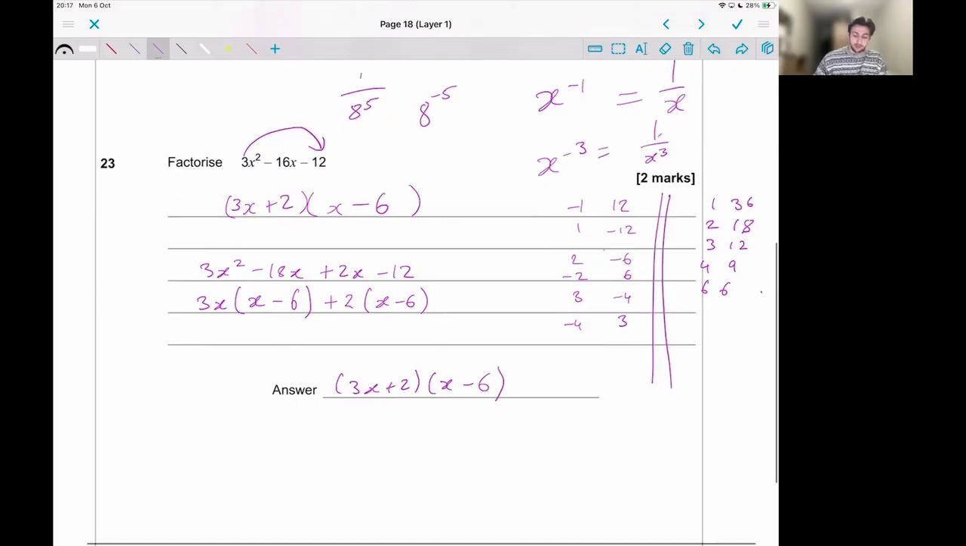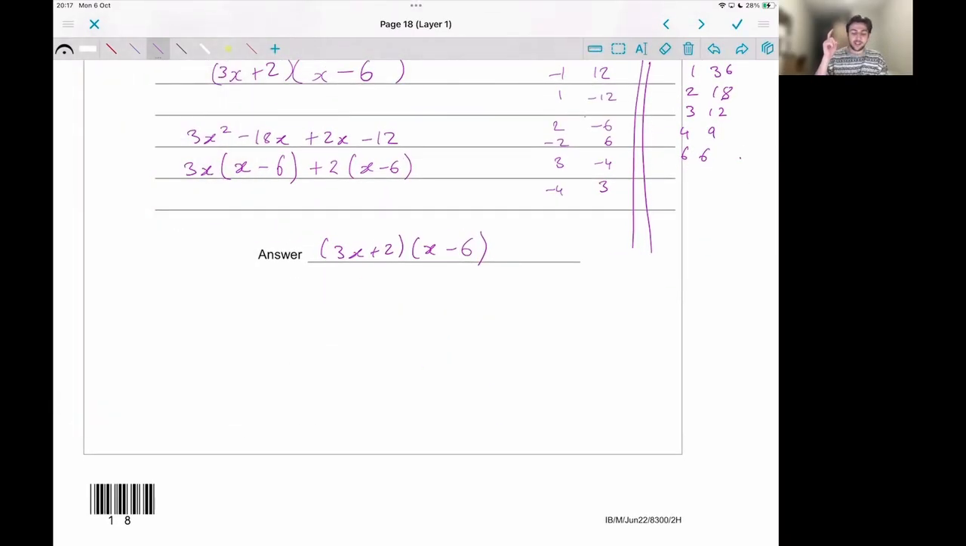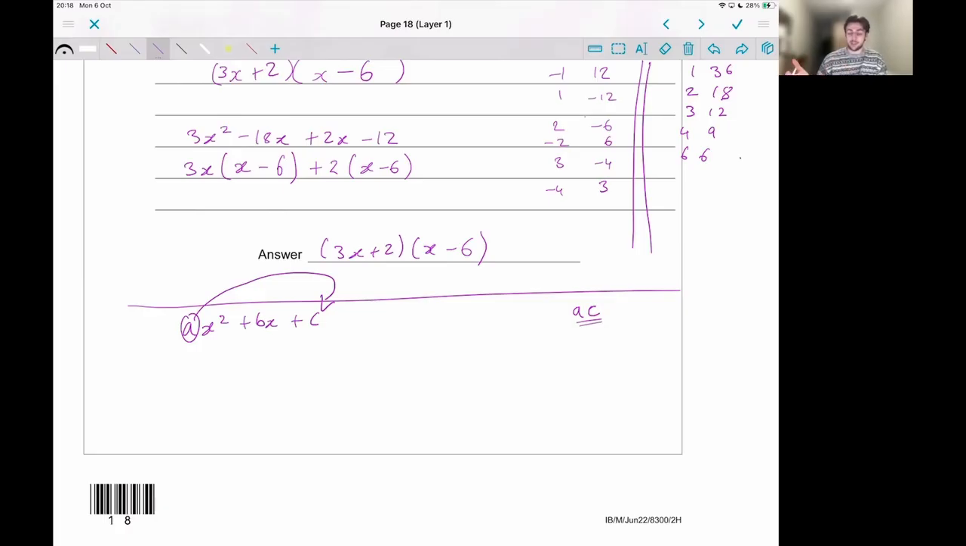To summarize this method, because if that's the first time you've seen that method, that is not going to be a clear way of explaining it. So to summarize this method, when you have ax squared plus bx plus c, you can look for factors of AC. So you take the first number, you multiply it by the end number, and you look for factor pairs of these two numbers multiplied together. So in our case, we had 3 and minus 12, so we were looking for factor pairs of minus 36.